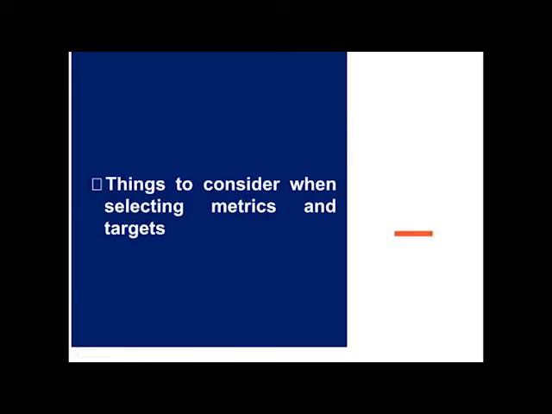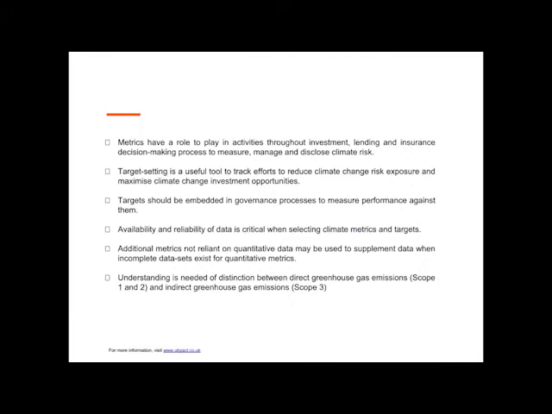So in terms of things to consider when selecting metrics and targets, it's really important for us to have a look at that through the investment lens, the lending and insurance decision-making lens as well. And then, fairly simplistically, obviously, through the key operations and how those might be impacted by climate risk as well. Target setting is obviously a useful tool to try and track the efforts and progress to reduce your climate change exposure, and really also try and identify opportunities in terms of where the shifts might be from a demand perspective into the future as well.